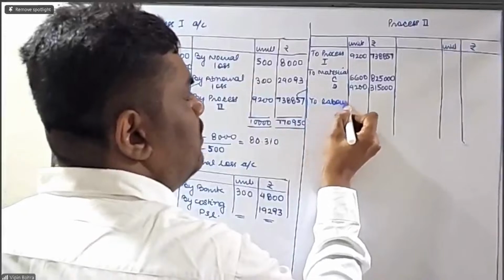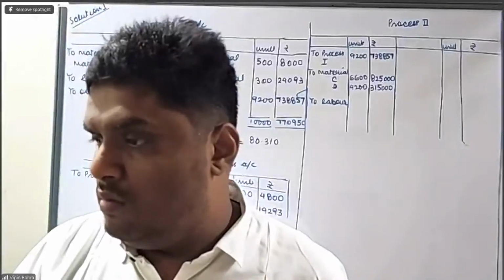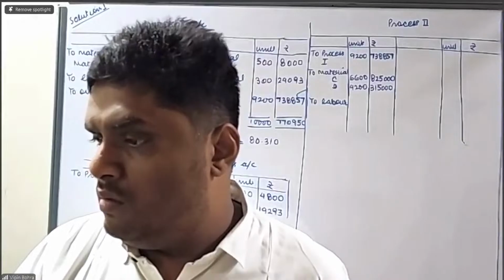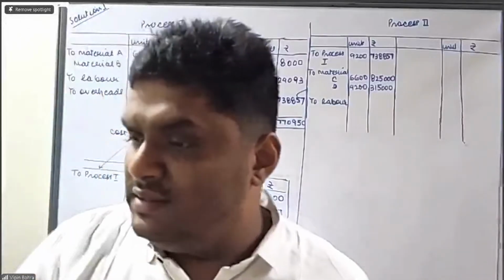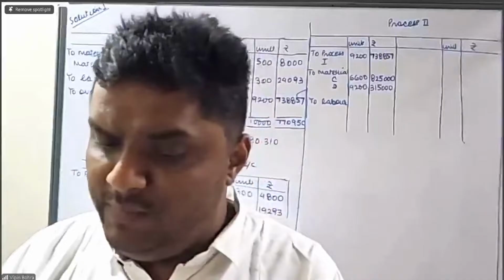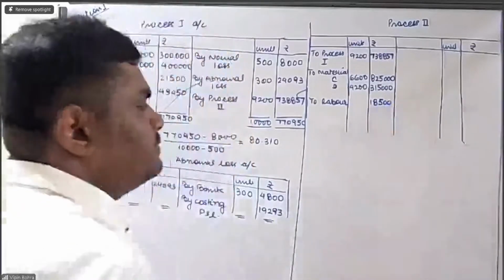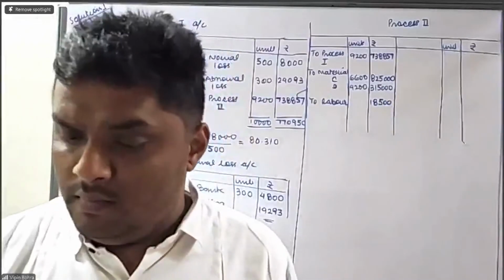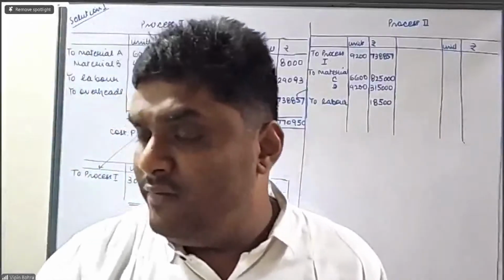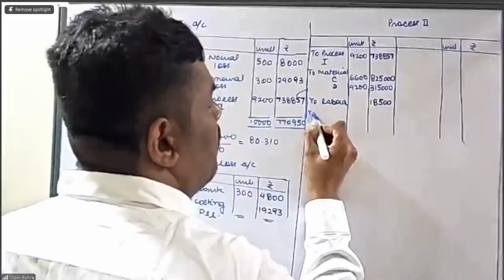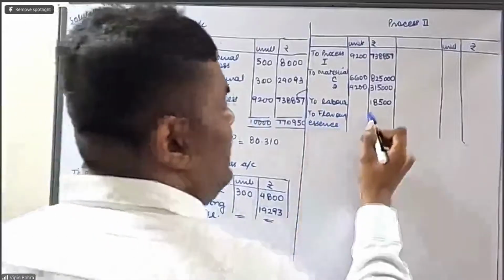Next is my labor cost, that is 370 hours at the rate 50 per hour. So it comes to 18,500. Further, flavoring essence value is 3,300.